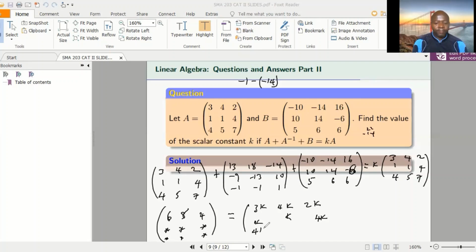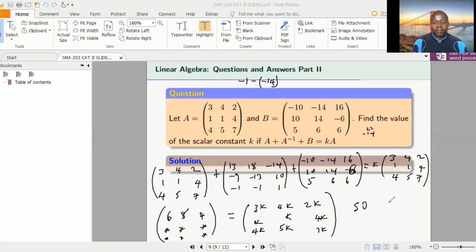4k, 5k, 7k. What I know is that this element should be equal to this element, and this element should be equal to this element, and so on. So you just need one of them. That is why you need to do only one of them.